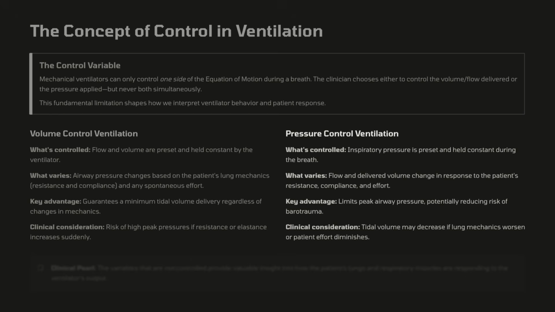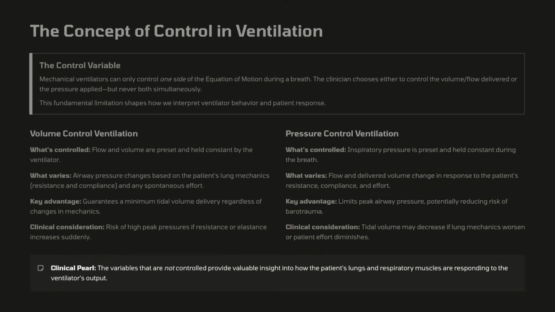So when you have kept the pressure controlled, you monitor the volume. In pressure control, I monitor the volume. In volume control, I monitor the pressure. So there is something which I need to monitor, and that must be kept in mind. The one that is not in control has to be monitored always. The clinical pearl here is that the variable that is not controlled shows how the patient's lung and respiratory muscles are responding to the ventilator output.